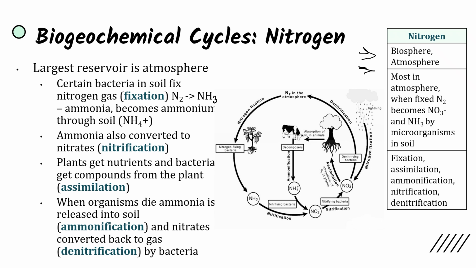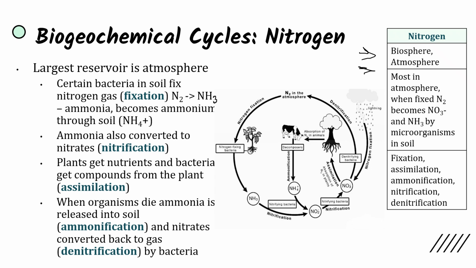There is going to be the addition of hydrogen to this nitrogen gas, and this will turn it into ammonia, and through the soil picking up more nutrients, it will become ammonium. And so this ammonia will also be converted to nitrates, and this process is known as nitrification. Plants are going to get nutrients, and bacteria will get compounds from these plants, and this is known as assimilation.